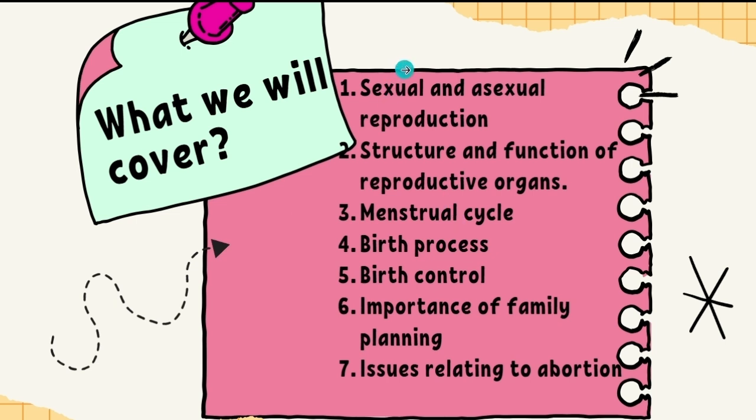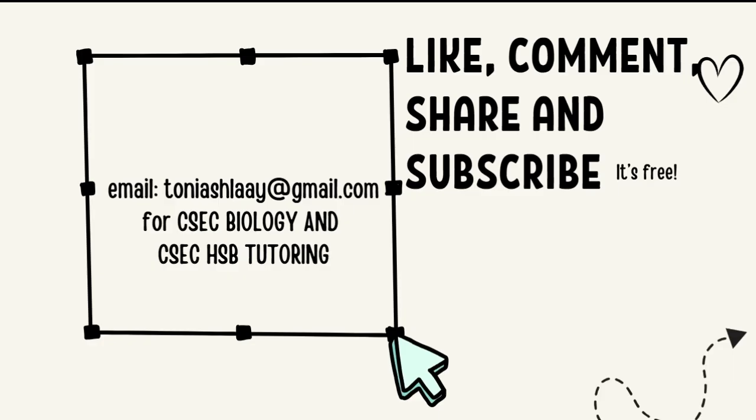So what you need to do is just know about these things, know about the differences, the advantages and disadvantages, the structure and the functions. Be able to explain the menstrual cycle, or if you're given a diagram, be able to interpret it. Know the birth process, the different methods of birth control, the importance of family planning, and the issues relating to abortion, right? So these are all of the topics that we went through today.